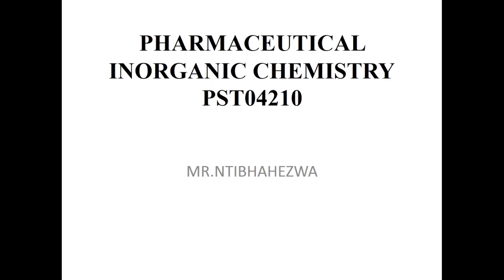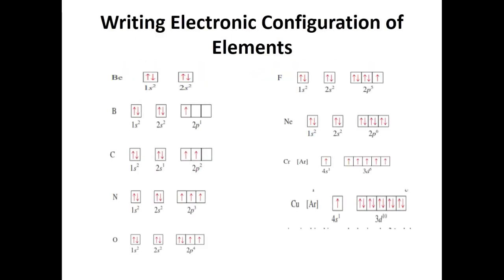Kwa hiyo mwanasayansi wa kwanza akaitwa bwana Aufbau principle, hii hapa sasa ni how electrons tumeshaziona, orbitals tumeshaziona. Sasa how we can fill katika zile atomic orbitals zetu. Tukasema electrons occupy orbitals with the lowest energy first. That electrons fill orbitals starting at the lowest energy. As we can see here, this is beryllium. Tumeanzia na beryllium kwamba beryllium ana atomic number 4.